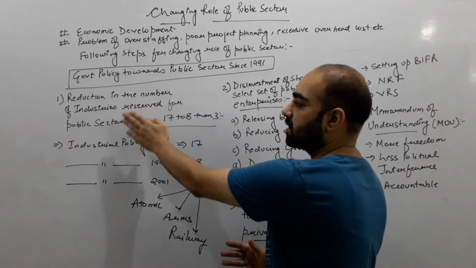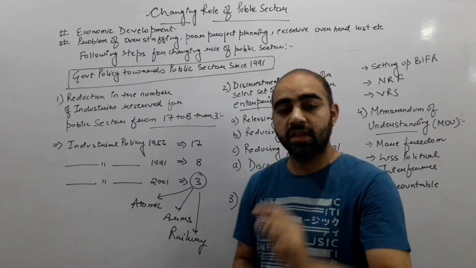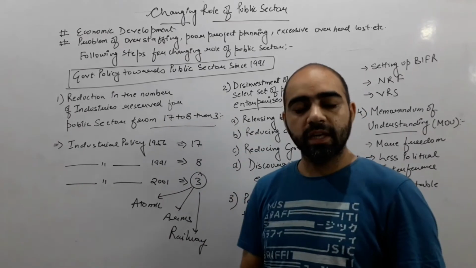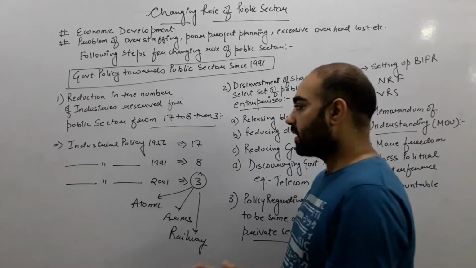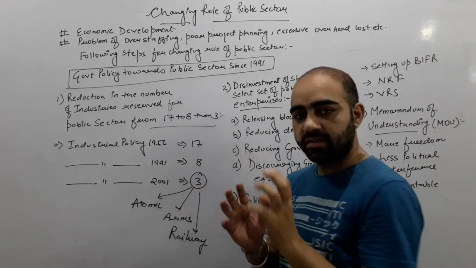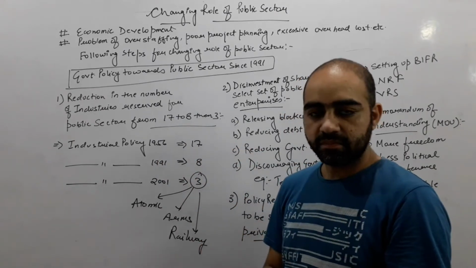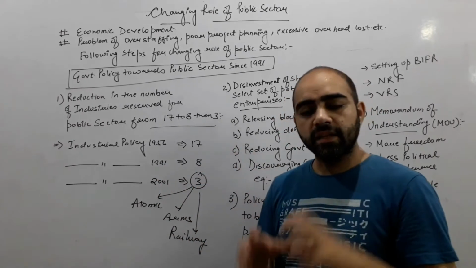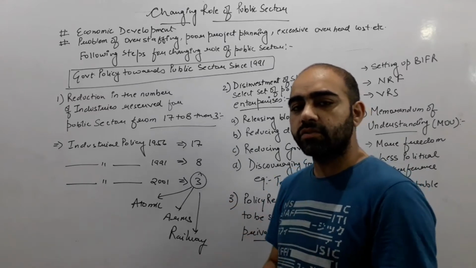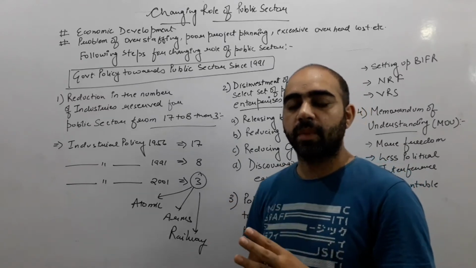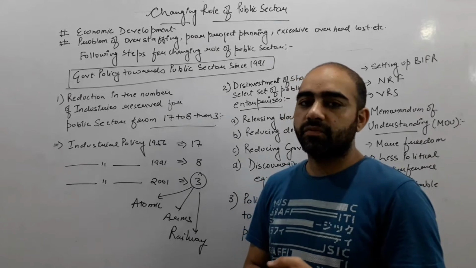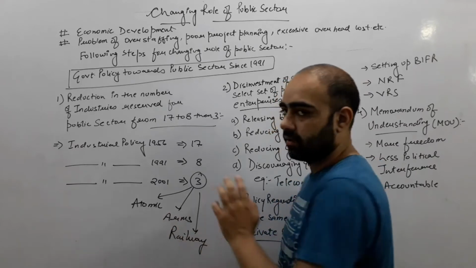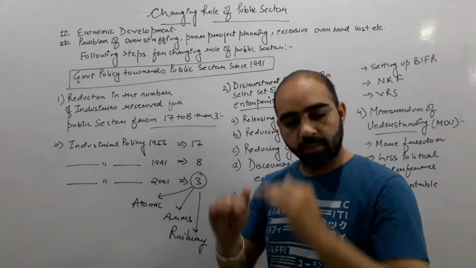It states the reduction in the number of industries, which means the industries were reduced from 17 to 8 then to 3. What were they? In the industrial policy of 1956, the total number of industries reserved for the public sector was 17. Again, it was reduced in 1991 to 8. Then in 2001, it was reduced to 3, which means only 3 industries will be reserved for the public sector. And what are they? Atomic, arms and rail. So this was the reduction in the number of industries.